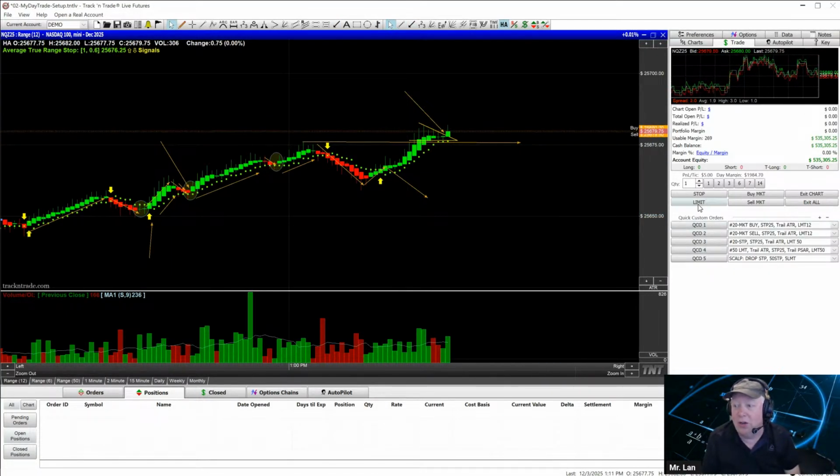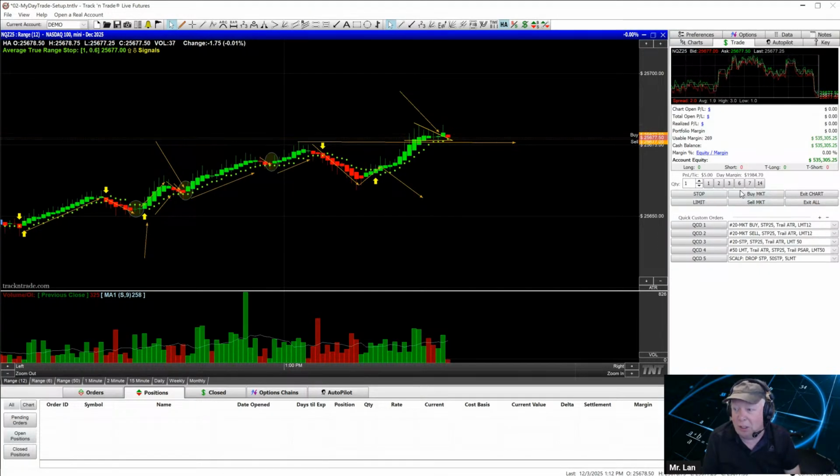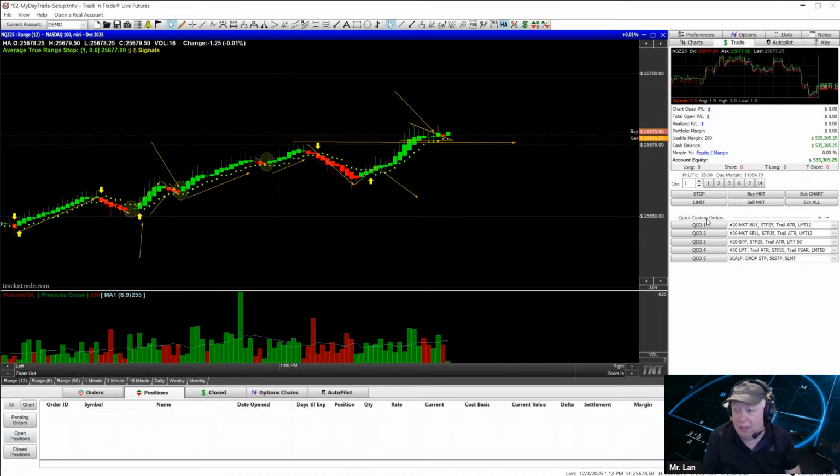Now, in Track and Trade, you have the orders. You just hit a buy market, a sell market, a stop, and a limit just off of here. This is called manual trading. All right, this is manual trading. And then down here, these quick custom orders, this is called semi-automatic trading. Now, this is my favorite because I'm kind of a control freak and I like to be in charge. So that's semi-automatic, and that's the one we're going to play with the most today.